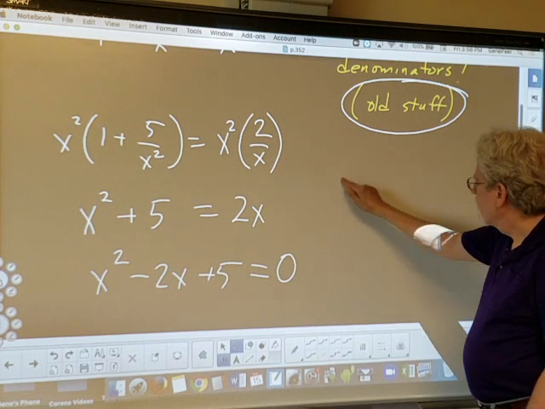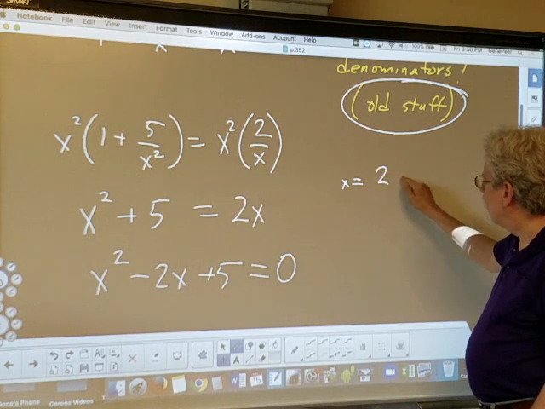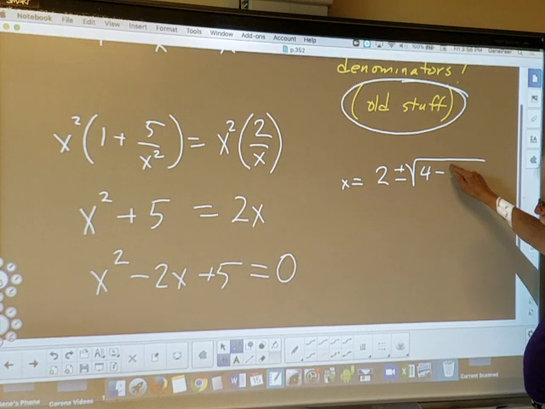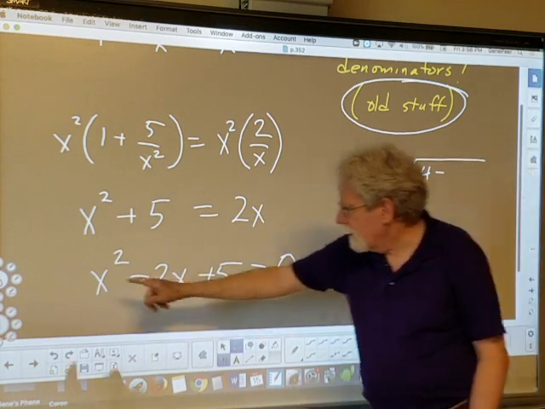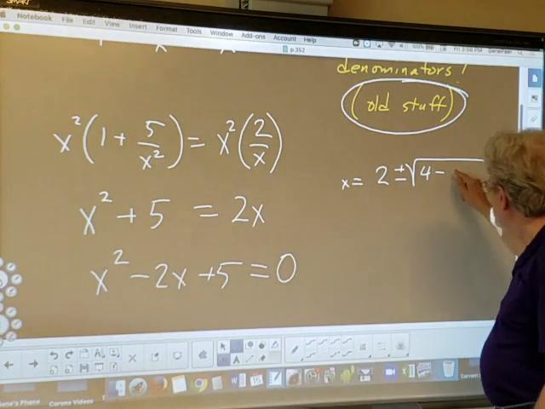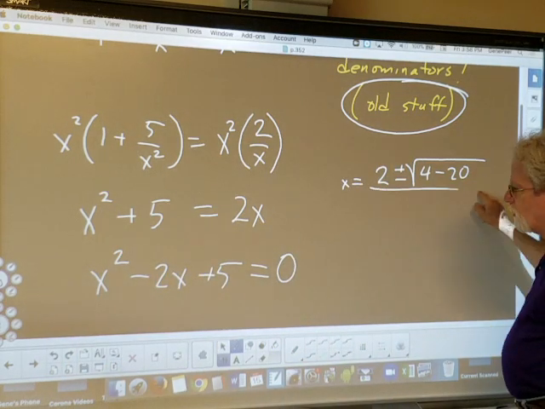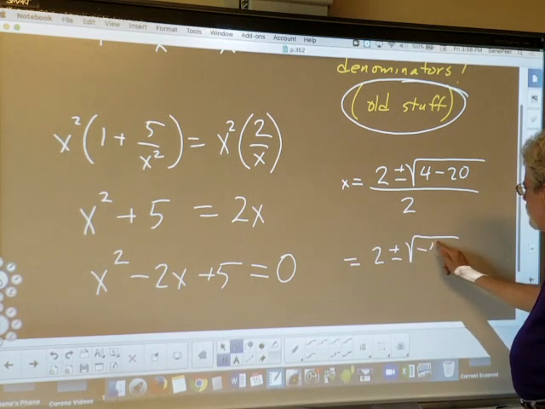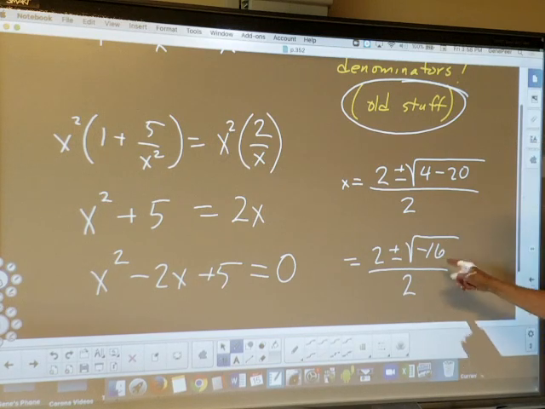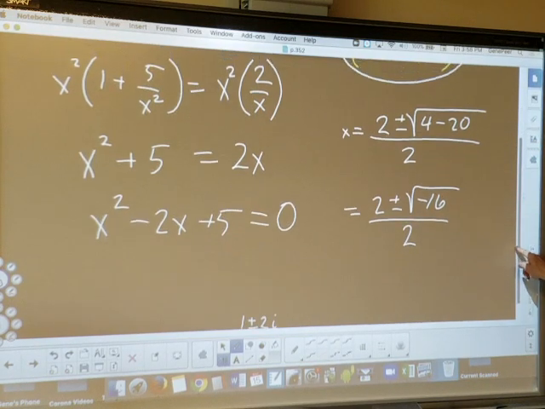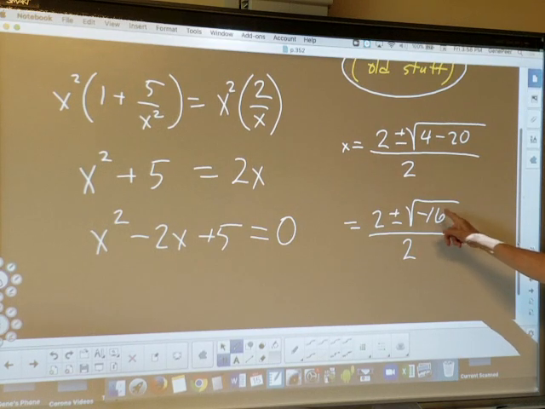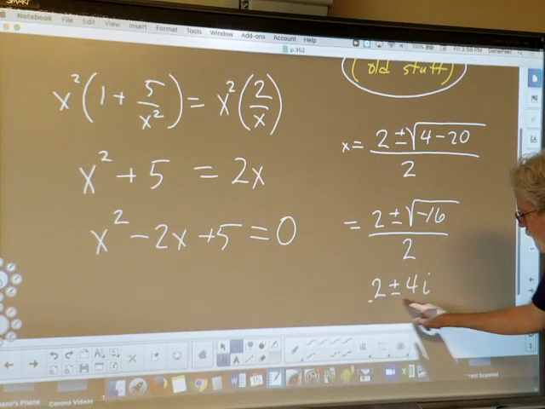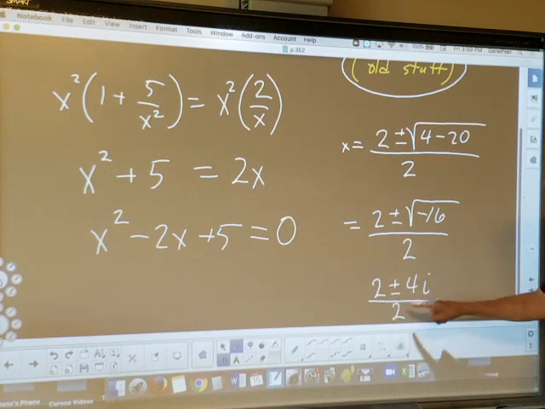x equals the inverse of b, that'll be a positive 2, plus or minus the square root of b squared, that's 4, minus 4 times a times c, 4 times 5, that'll be 20, it's going to be negative, all over 2 times a, that's going to be 2. That gives us 2 plus or minus the square root of negative 16, over 2. All right, what do we do with the square root of negative 16? We change that into 4i. 2 plus or minus 4i over 2. Well, if we can divide both of these by 2, then we must do it.